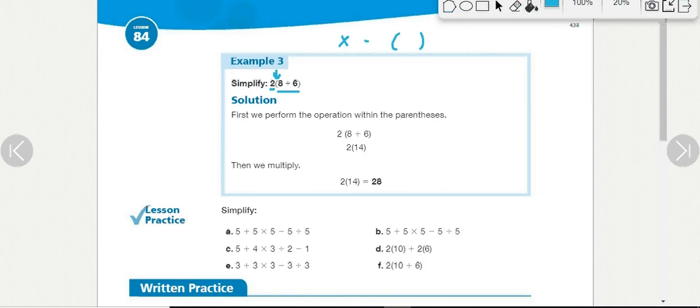Now, we do parentheses first, meaning if there's anything in the parentheses, we have to do that before anything else. Even though it's addition, we do 8 plus 6 is 14. Are all the parentheses gone? Only these which mean to multiply. So we multiply. 2 times 14 is 28. Why don't you try letter A, letter D, and letter F?